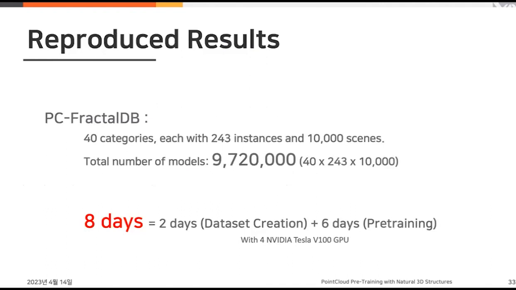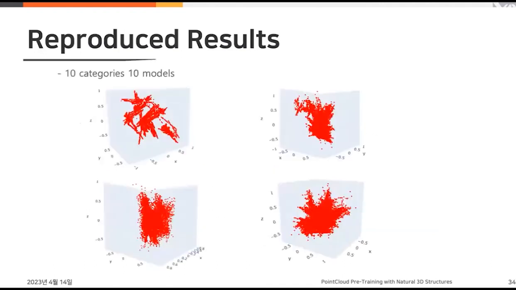I also tried to reproduce the results, but there were a total of 9,720,000 models in the dataset. And I didn't know it would take a total of 8 days to create the dataset and then pre-train them on backbone models, and that was even with 4 Tesla V100 GPUs. So I couldn't reproduce the actual fine-tuned result, but instead I created a small dataset of 10 model instances per 10 categories to test and visualize some of them for your better understanding.